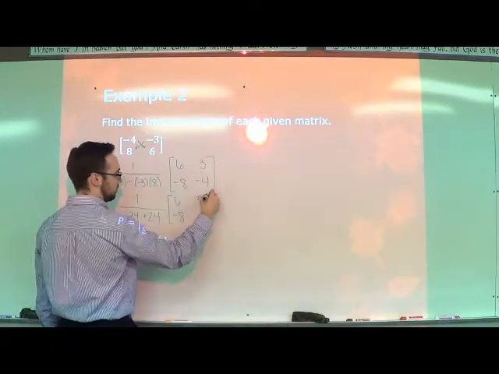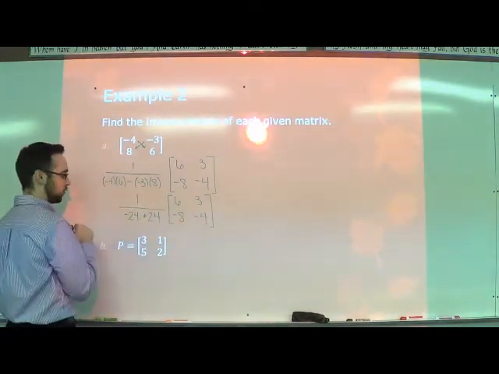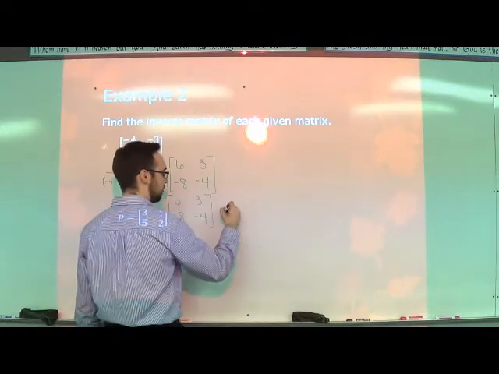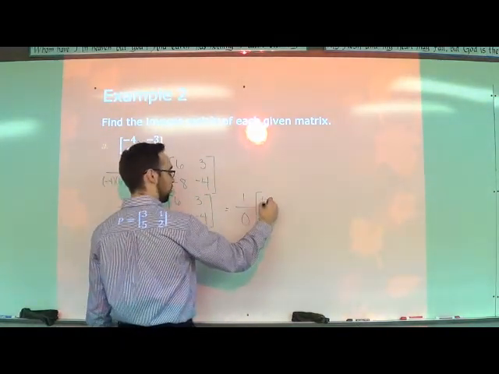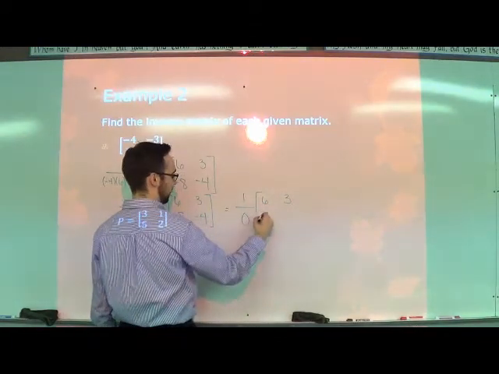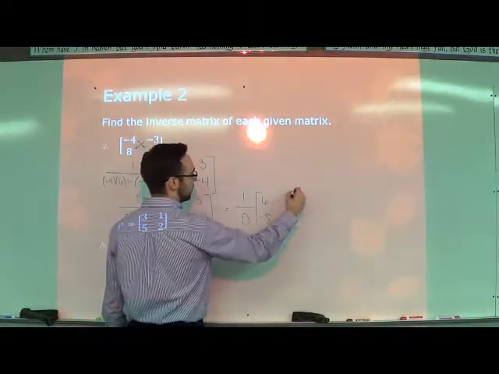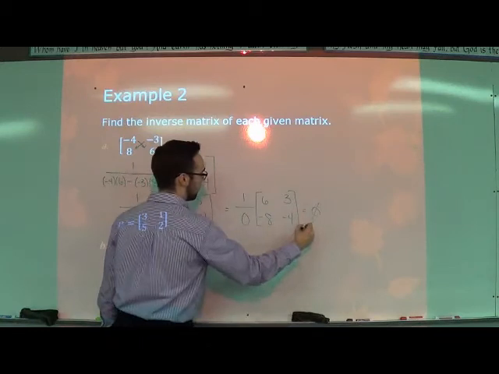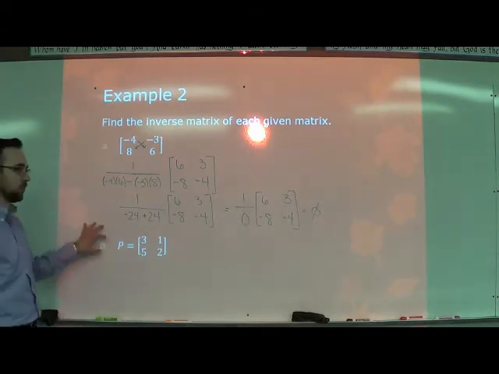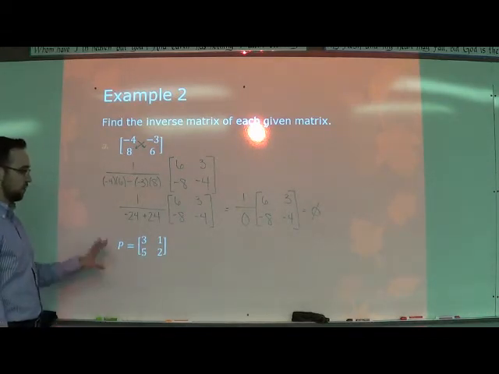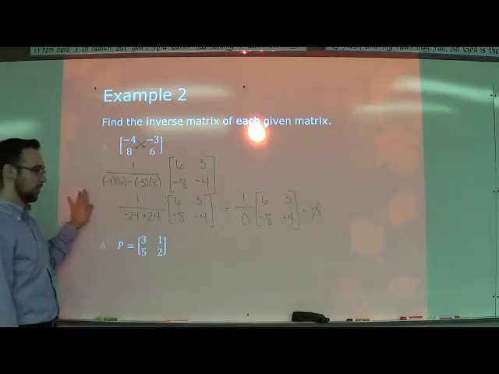Everything here stayed the same. Notice negative 24 plus 24 gives us 0. We cannot divide by 0. So when that happens, it's your favorite answer: it does not exist. This is undefined. There is no inverse. And that'll happen sometimes. Sometimes matrices won't have inverses. So that one was kind of a bust.